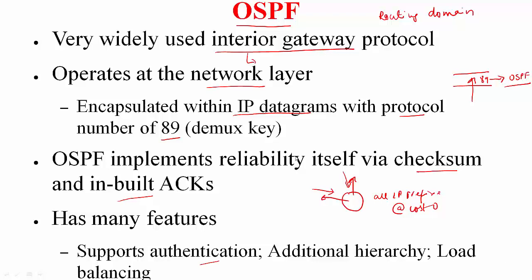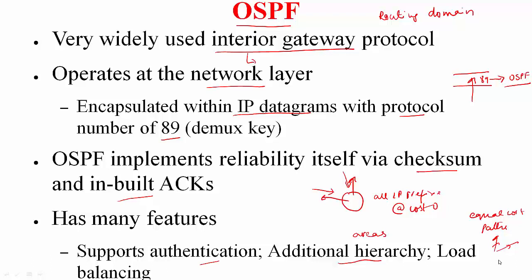It also supports additional hierarchy. Remember, I said earlier scalability is an issue with link state. So it tries to make it scalable by introducing an additional level of hierarchy through areas. I will touch upon this briefly. It also supports load balancing, by which I mean if there are two equal cost paths to a given destination, it will try to load balance traffic along both paths. Again, this is feasible because you have global information about the entire topology.